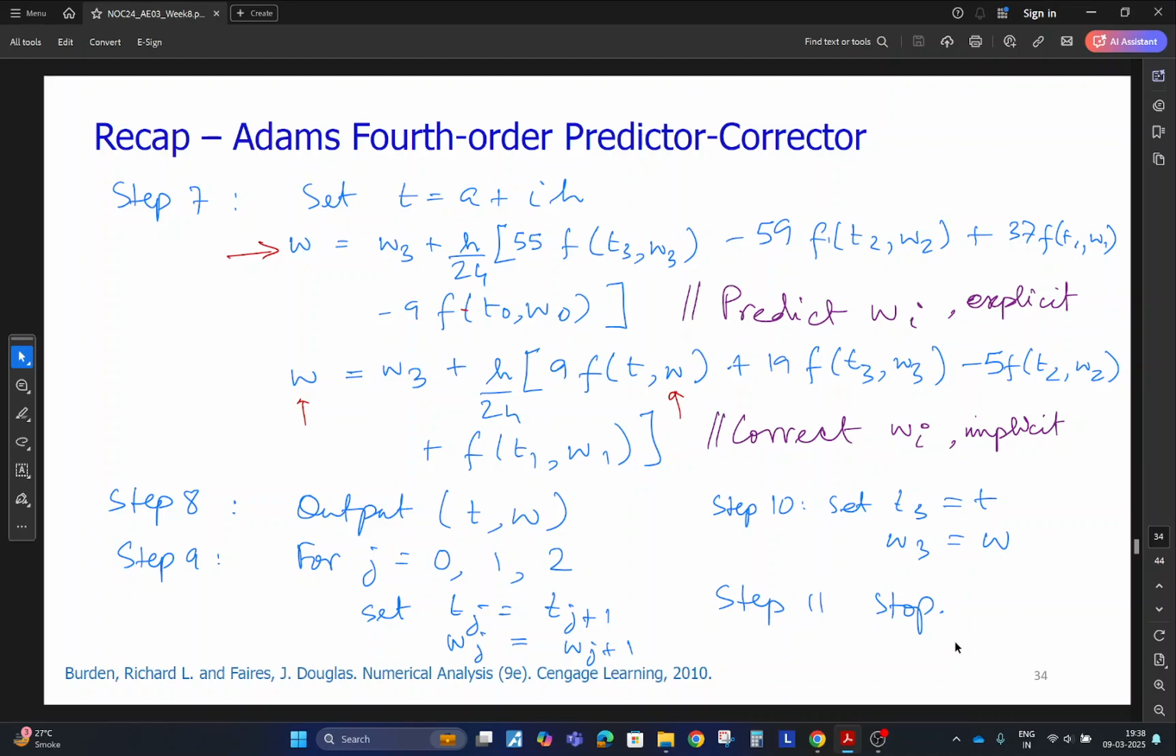In the 9th step, we set the iteration counter j equals 0, 1, 2. We set tj equals t(j+1) and wj equals w(j+1). Next, we update the time step. In step 10, we set t3 equals t and w3 equals w. Finally, in step 11, after looping through steps 7 to 10, we stop the program.